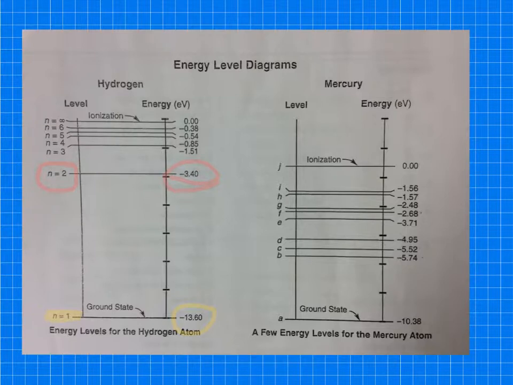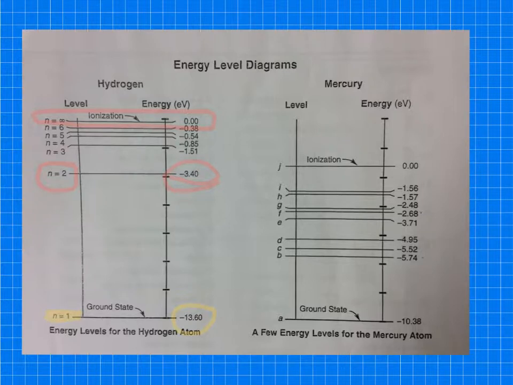Any state above the ground state is called an excited state. And obviously the last state is ionization. Now, different elements have different energy levels, and so I'm going to explain how that works as far as what you might see in your lab.